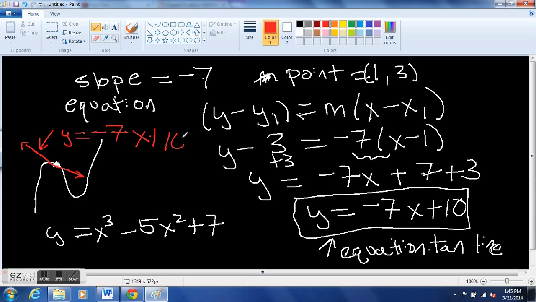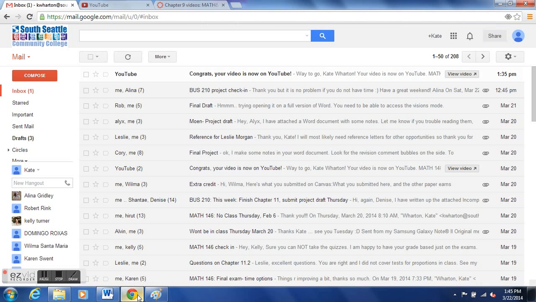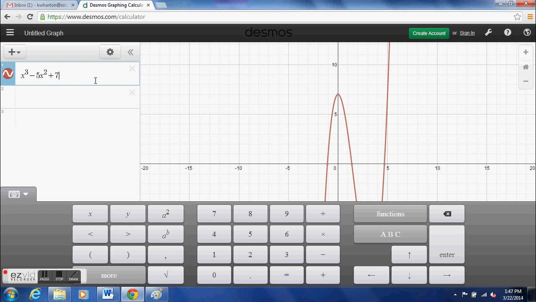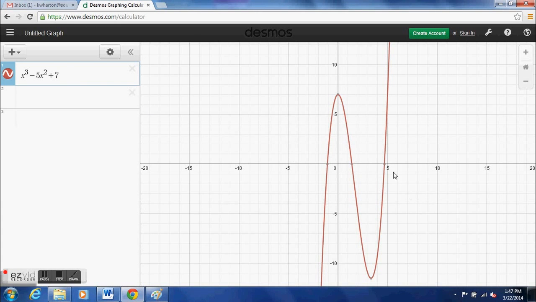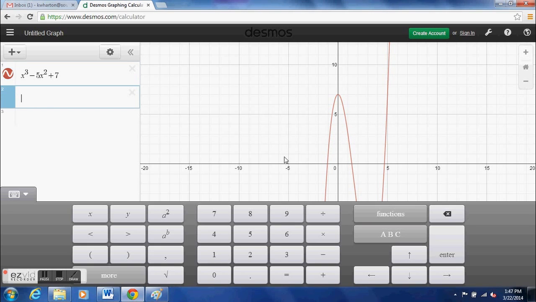And then your book also says for these problems, as a check, graph both the function and the tangent line. Let's see if I did that. Hold on. x cubed minus 5x squared plus 7. Look, it's just what I said it would be. And x equals 1, I wasn't too far off. Oops, there's that point. And now we went to all that trouble to find the equation of the tangent line, negative 7x plus 10, and it'll graph it for us.